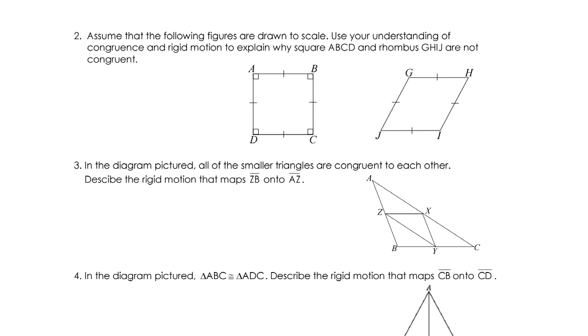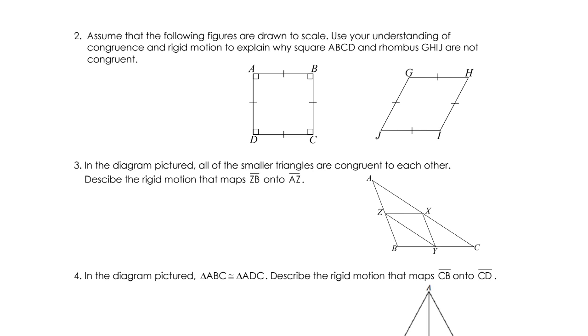All right, guys, here in number 2, it says assume that the following figures are drawn to scale. Use your understanding of congruence and rigid motion to explain why square ABCD and rhombus GHIJ are not congruent. Okay. So if you notice, guys, remember that in order for a figure to be congruent, all sides have to be congruent and all angles have to be congruent.